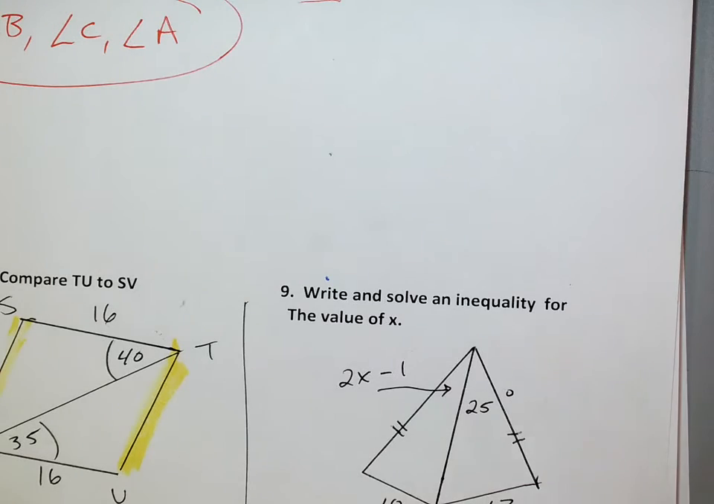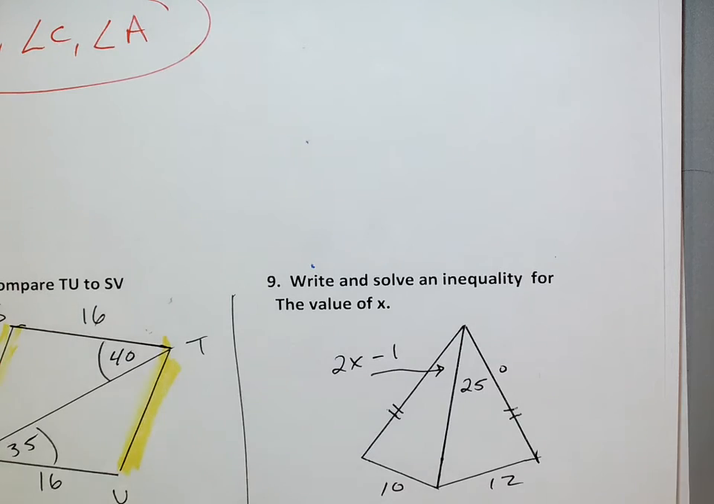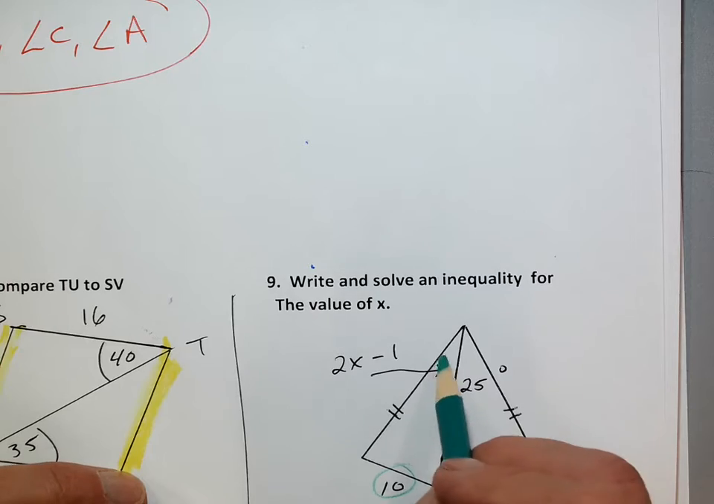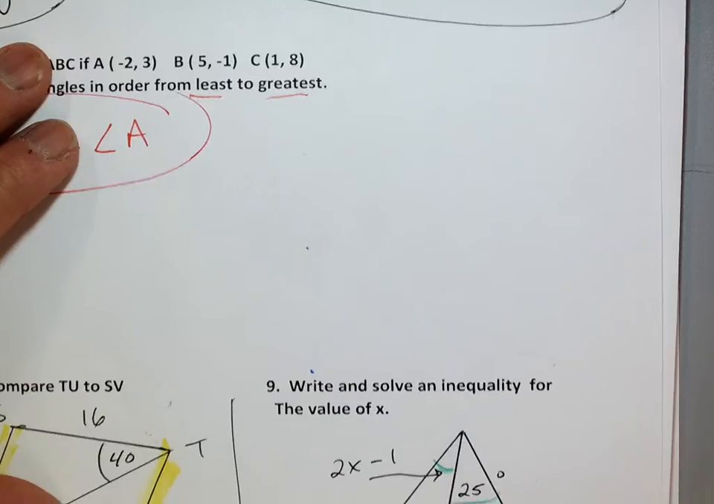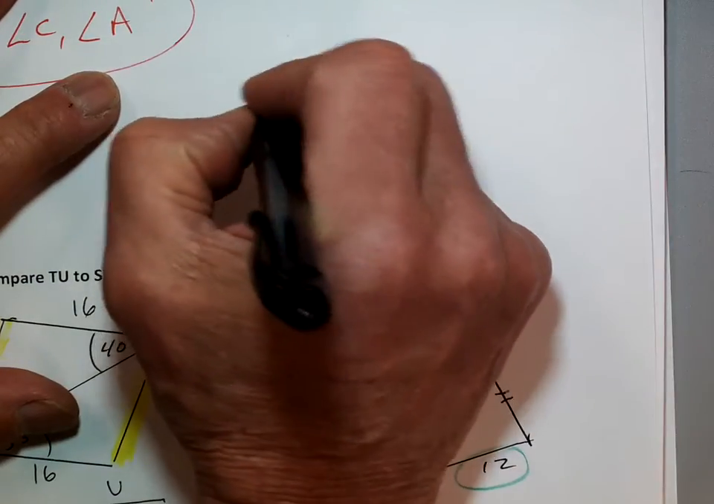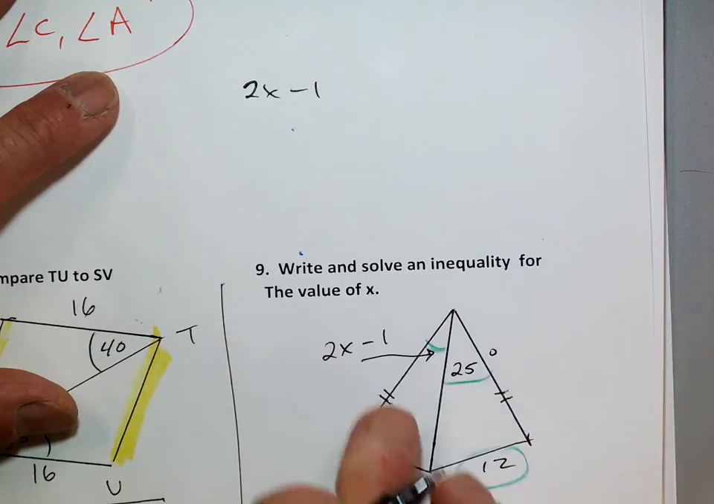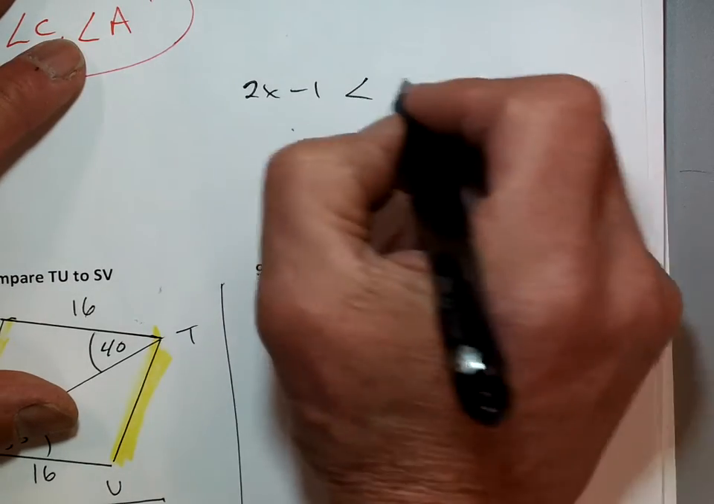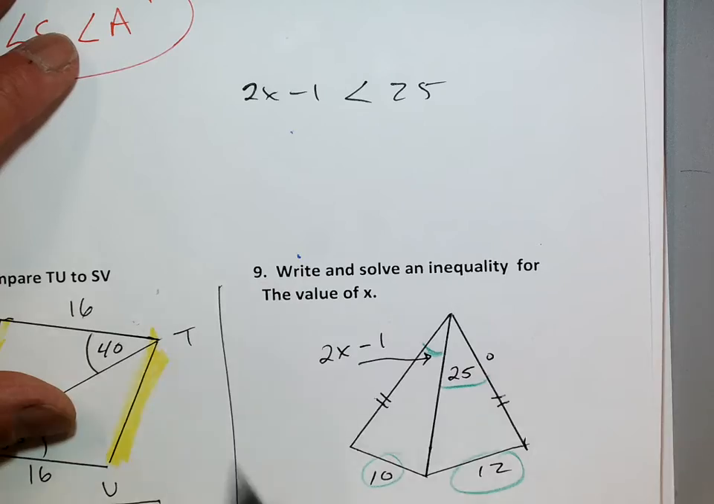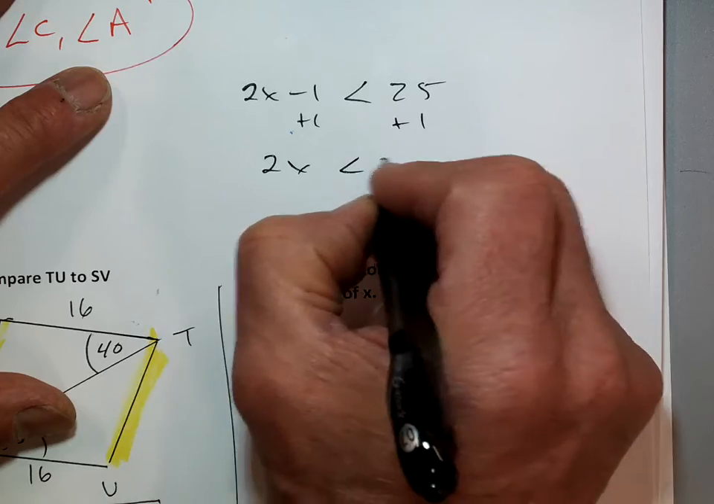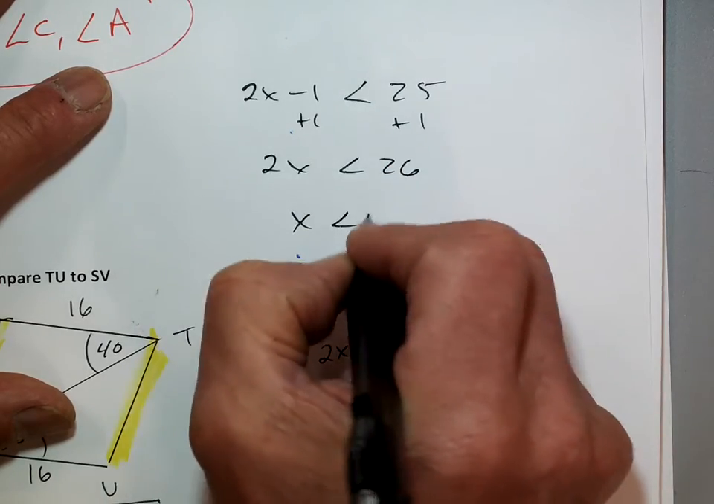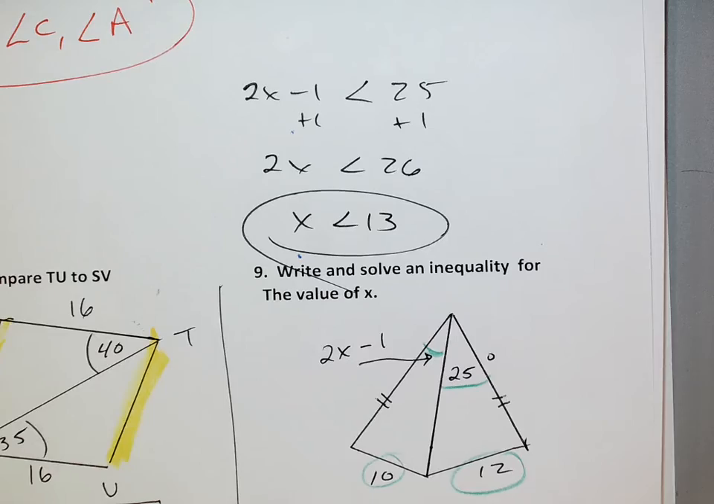Okay, and then finally, number 9, write an inequality. Well, here's what I know. I know that this side is smaller than this side. Therefore, this angle is smaller than that angle. So we're going to write this: 2x minus 1, that's this angle, has to be less than 25. Okay, so let's solve for x. Plus 1, plus 1, 2x is less than 26. Divide by 2, x is less than 13. Okay, but it's only half of it. We need to do both parts.